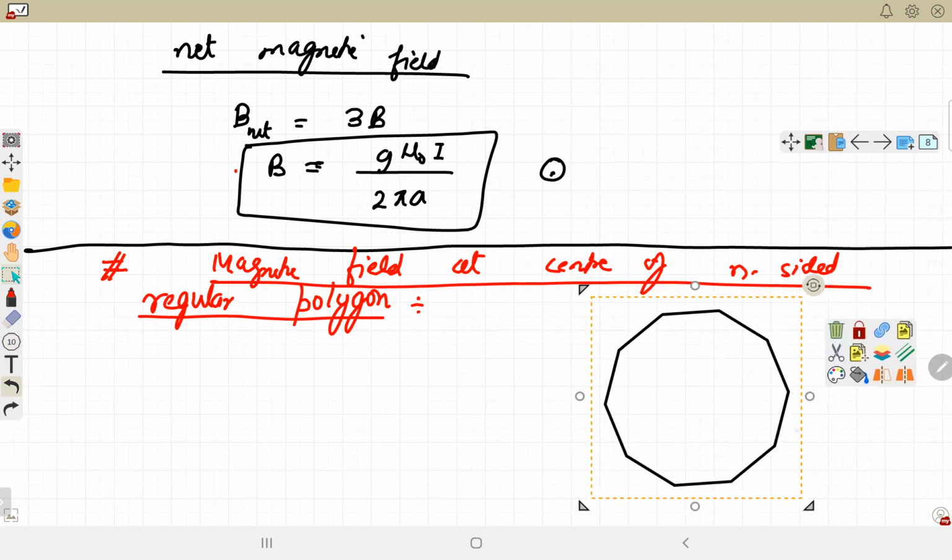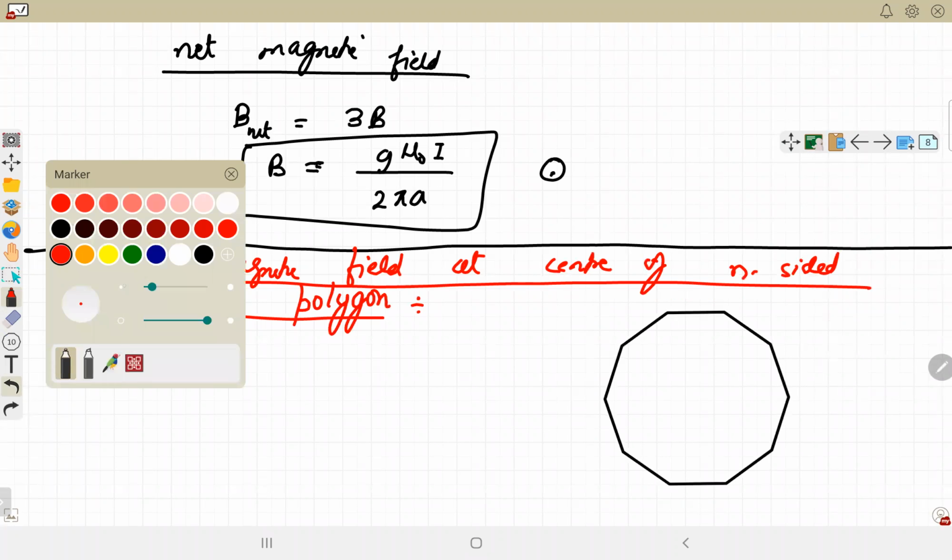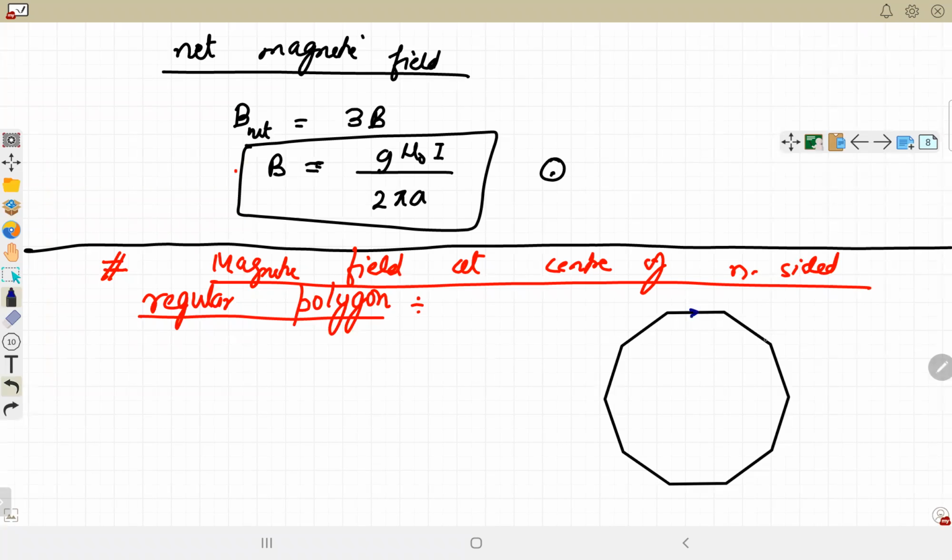So current in each wire is I, and suppose the side length is a. We have to find the magnetic field at the center. In this case, side length is a. We have to determine the perpendicular distance from the center, and we have to determine the angle on both the sides. We have to find this angle alpha and beta, and we have to find this perpendicular length.